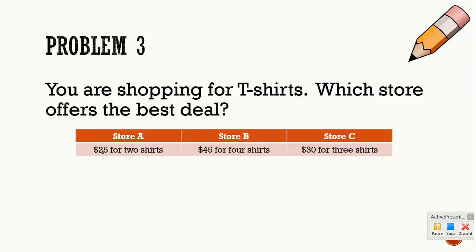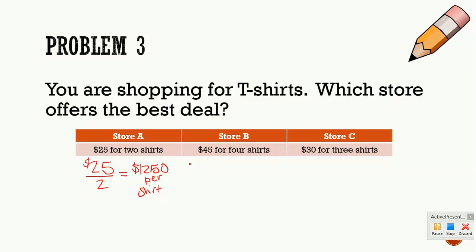So I know store A has $25 for 2 shirts. Store B is $45 for 4. And C is 30 for 3. So I don't know what's the best deal right now. So let's figure out how much it is per shirt. So if I'm paying $25 for 2 shirts, well, if I divide that, I'll find how much I'm paying per shirt, right? So if I divide that, I get $12.50 per shirt.